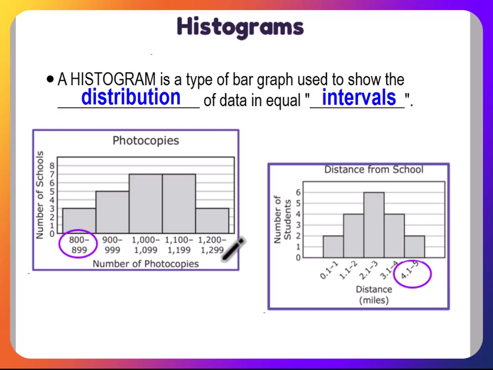In a histogram, instead of using individual numbers, it uses intervals: 800 to 899, 900 to 999, 1,000 to 1,099, and so on. The same thing for a second histogram, the distance from school, from 1/10 of a mile to 1 mile, from 1 1/10 of a mile to 2 miles. And you'll notice that the intervals are the same amount. That's the same interval. 800 to 899 covers 99 photocopies. 900 to 999, again, 99 photocopies. So it's the same interval.